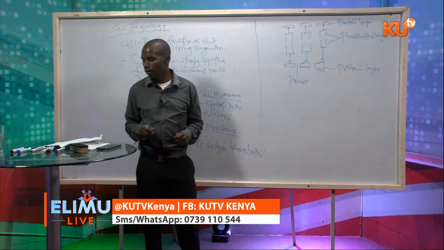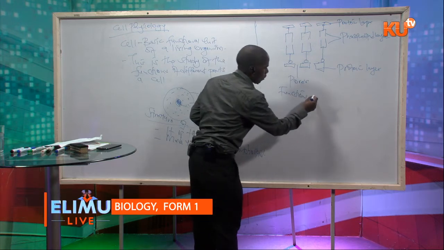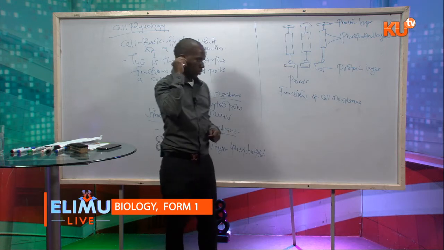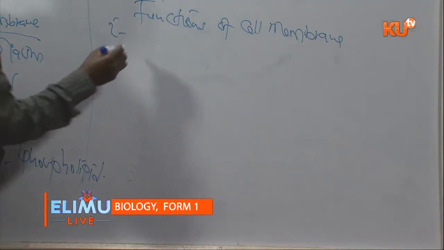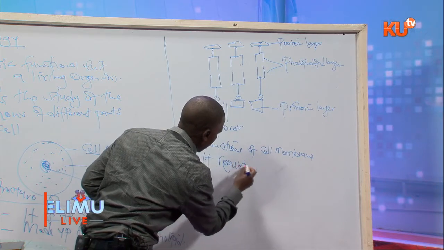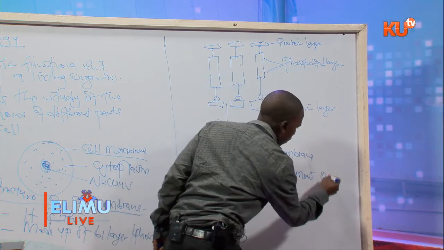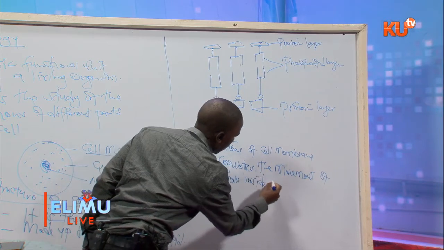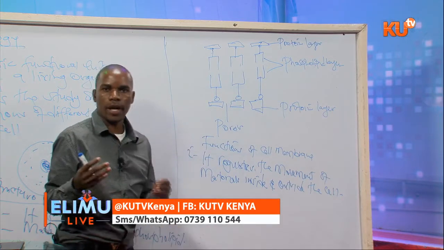Now, we want to look at the main functions of the cell membrane. And function number one of a cell membrane is that it regulates. We are talking about regulation. It regulates the movement of materials inside and outside the cell.